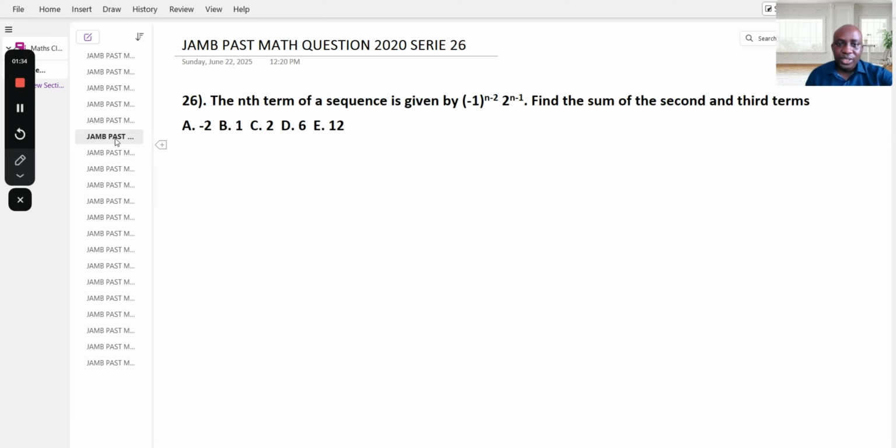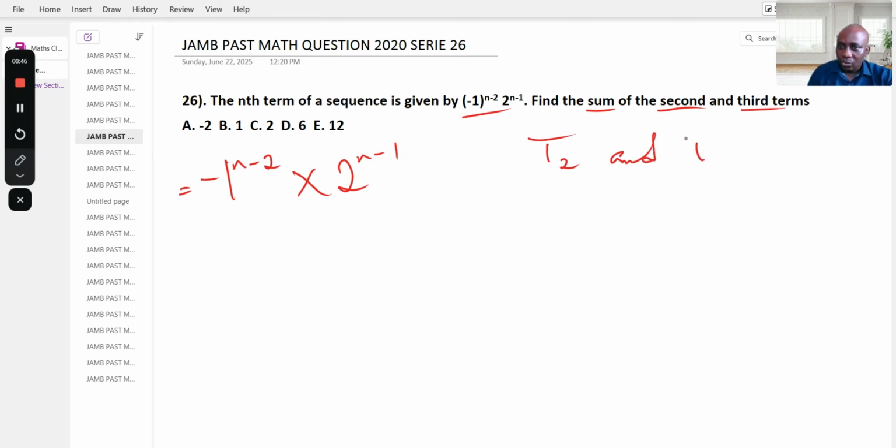The nth term of a sequence is given by minus 1 raised to the power n minus 2, times 2 raised to the power n minus 1. Find the sum of the second and third terms. Now we are given this formula. Let me write it out: (-1)^(n-2) multiplied by 2^(n-1). The question says we should look for the sum of the second and the third terms.